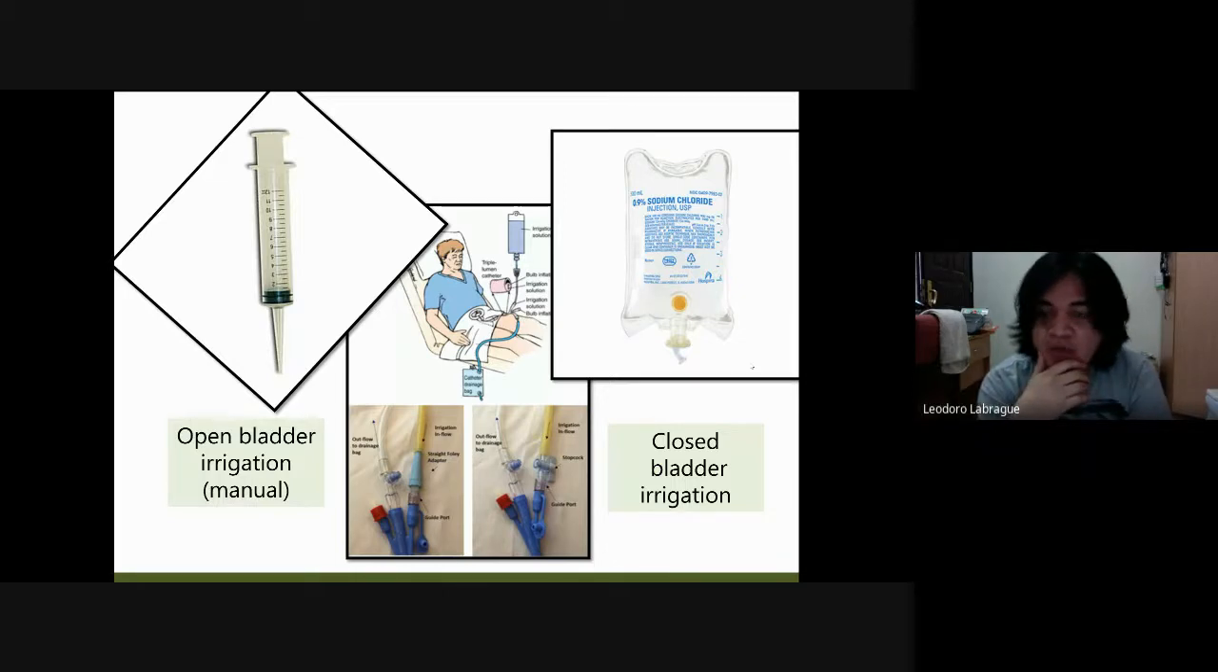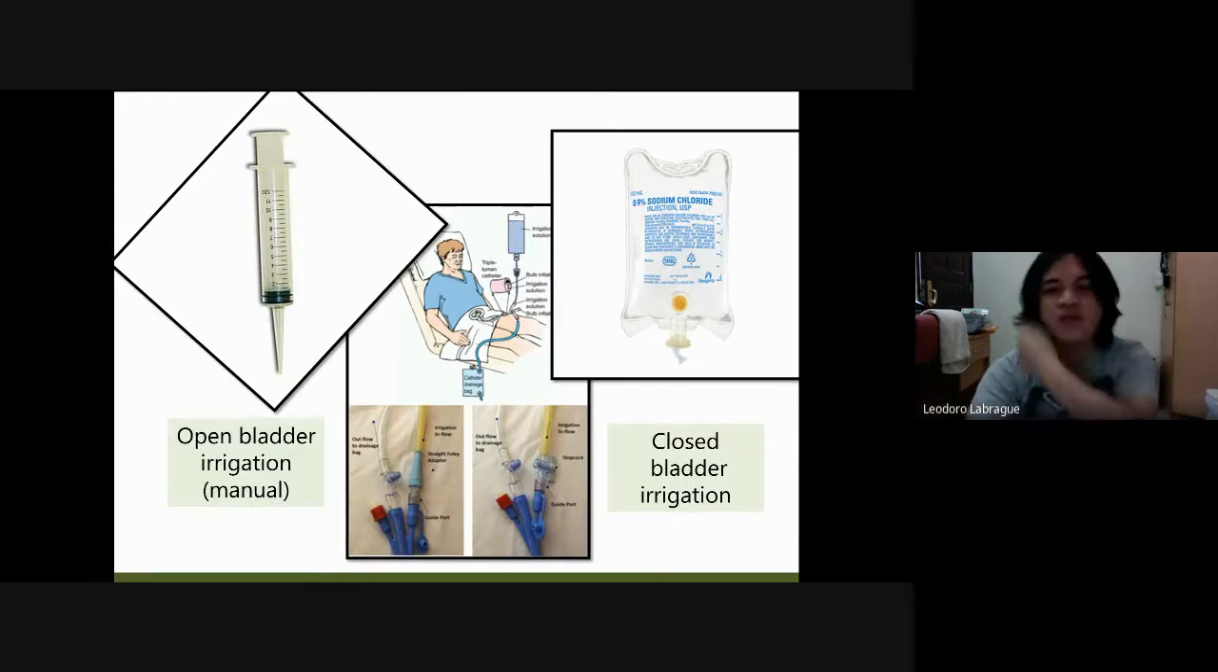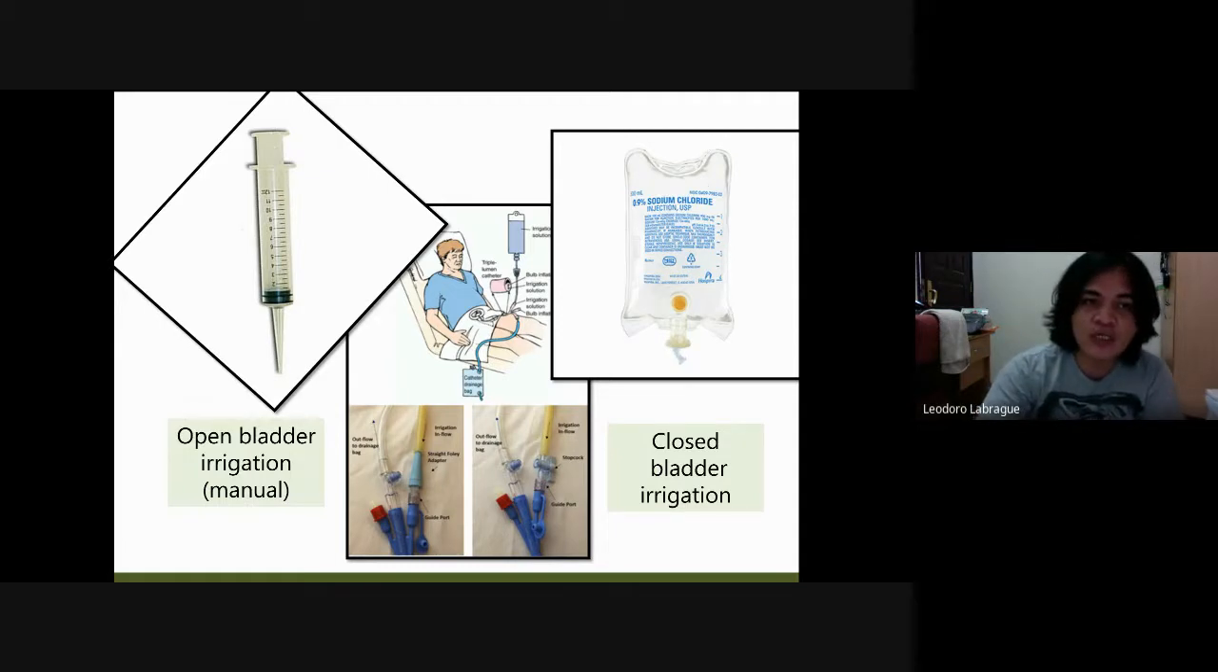How about for open bladder? In open bladder irrigation, we do not use this sodium chloride here in the form of IV. Instead, we use a syringe. We take an irrigating solution, put it in the syringe, and manually flush it down the tube. This is the tube. Attach the syringe to one of the ports of this tube and flush it into the patient. It could be closed bladder, it could be open bladder.